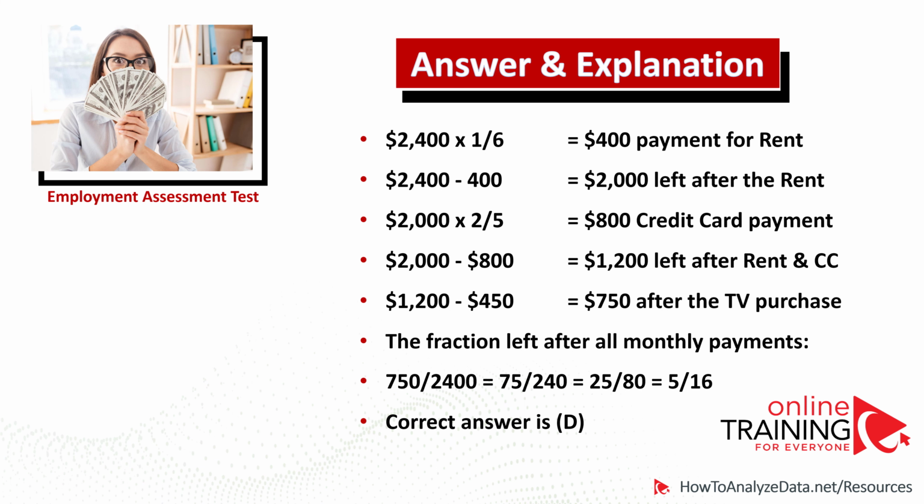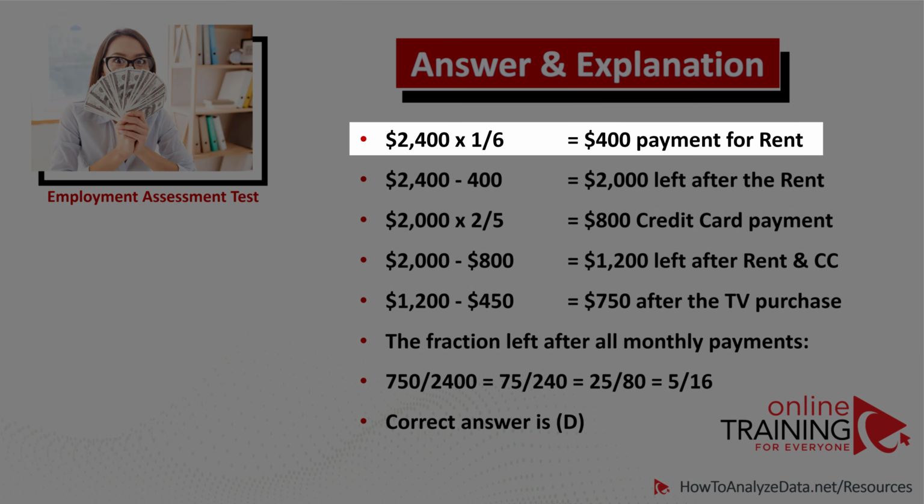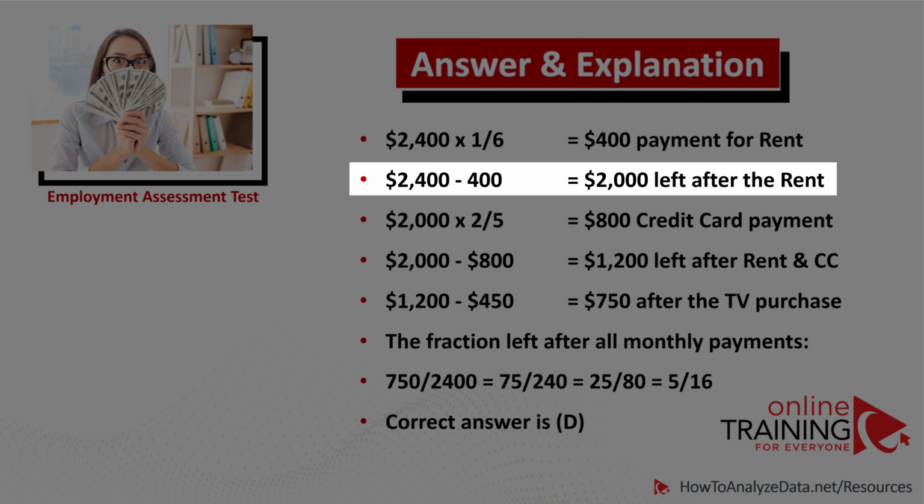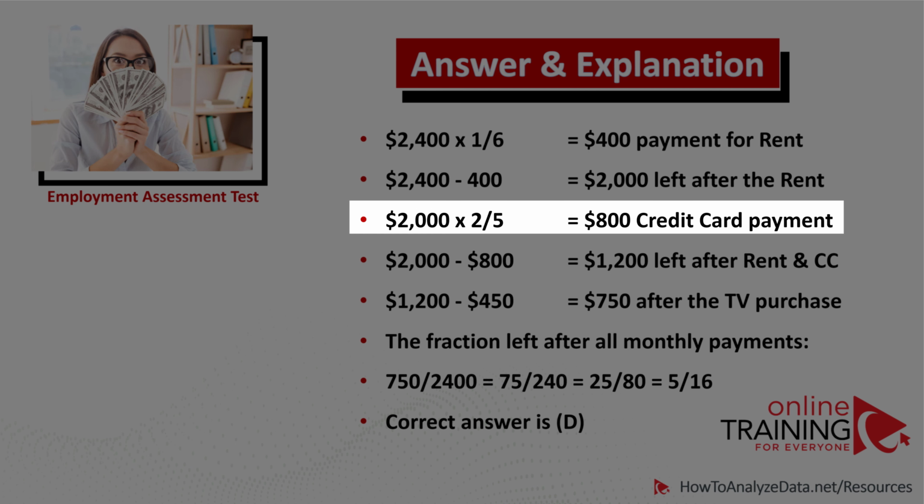Calculations involved need to be done in multiple steps. In step 1, we need to calculate the amount N paid for the rent, which is calculated as original amount $2,400 multiplied by 1/6, and is an equivalent of $400. In step 2, we need to calculate the balance after N paid for the rent. We will calculate it by subtracting $400 from $2,400, and the amount left would be $2,000. In the next step, we need to calculate the amount paid to the credit card, which is calculated as $2,000 multiplied by 2/5, and is an equivalent of $800.